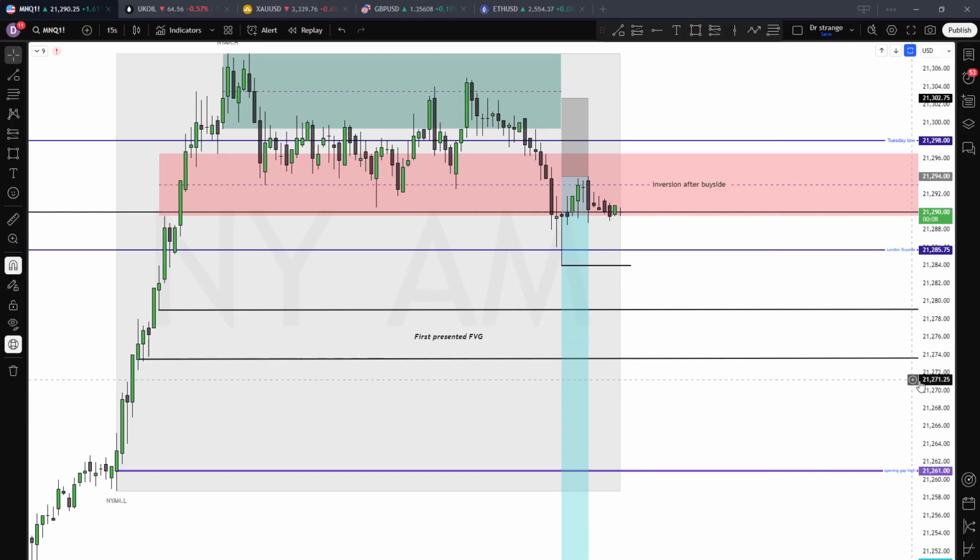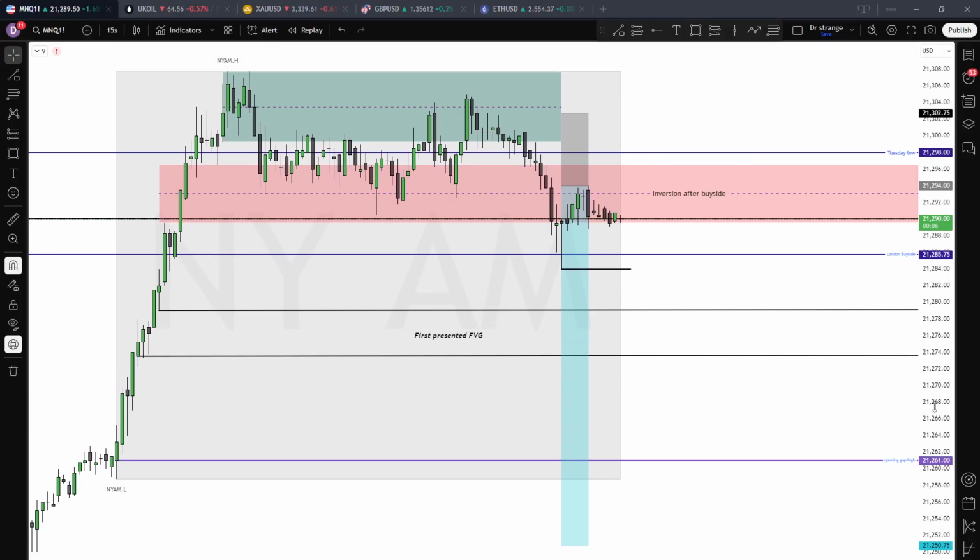We watch price. Our first TP would be at this first presented fair value gap. The down close candles will start coming when we take this low. We will see what we call big down close candles.